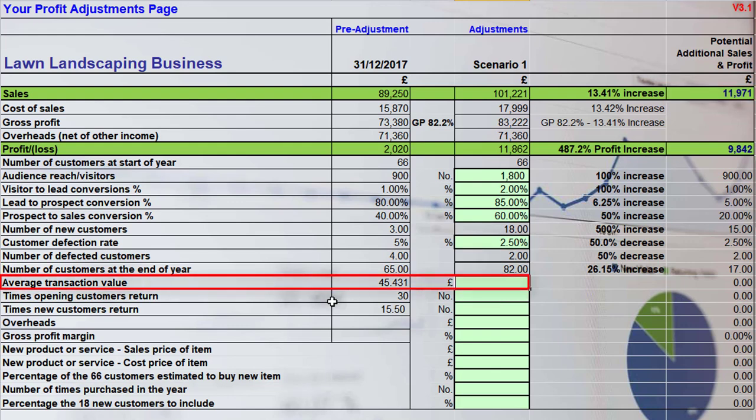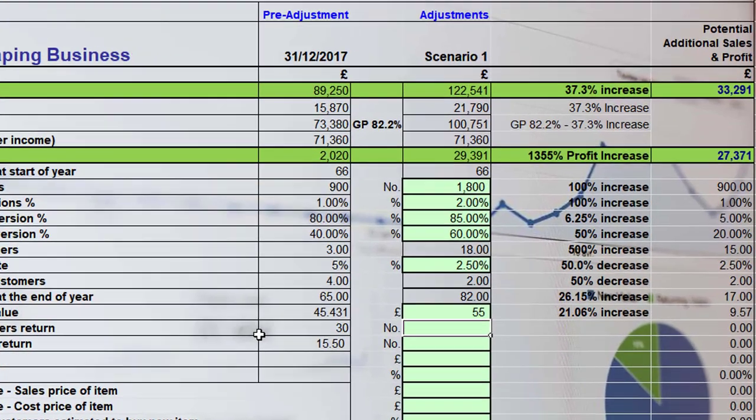Moving further down, coming back to our average transaction value, I'm going to assume that by some careful introduction of perhaps some higher value items to certain customers, that we could quite easily increase that to £55. So I'm going to enter £55 in there. Now, that's quite a big jump.